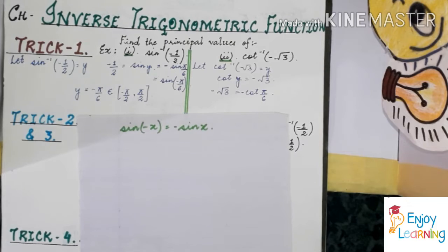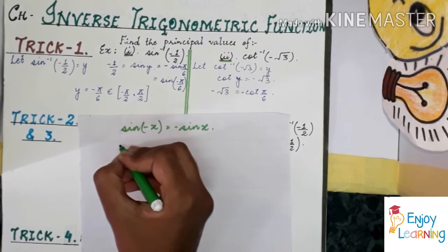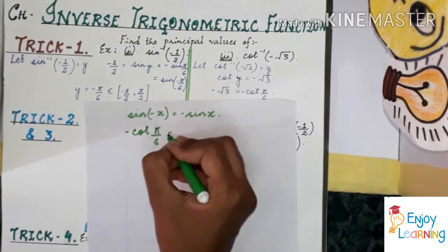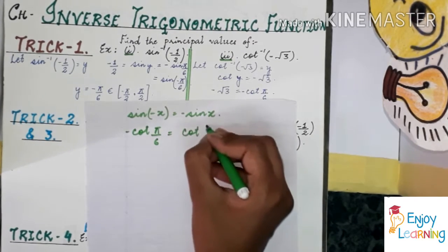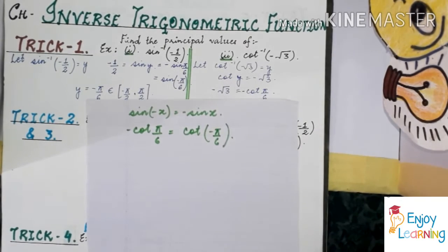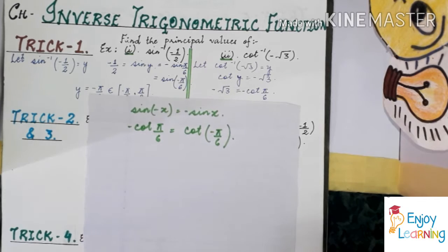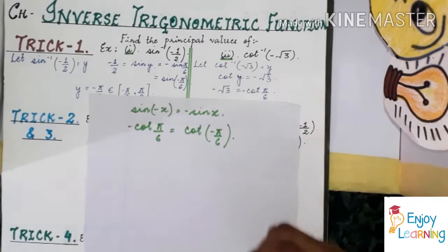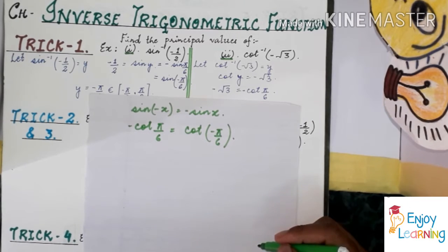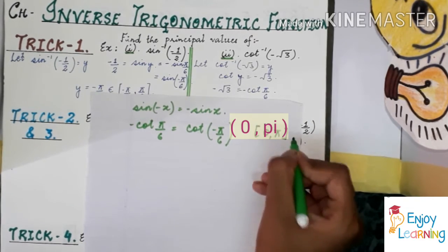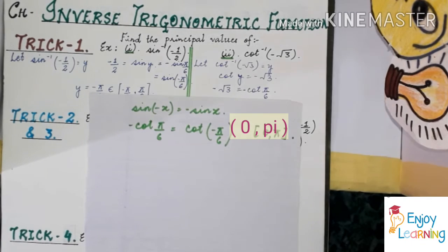So now again you have the property that minus cot pi by 6 is equal to cot minus pi by 6. But here you can't use this property. Why? Because the principal value branch of the cot inverse function does not include negative values. It is from 0 to pi, meaning 0 to 180 degrees. So you have to try some other tricks.